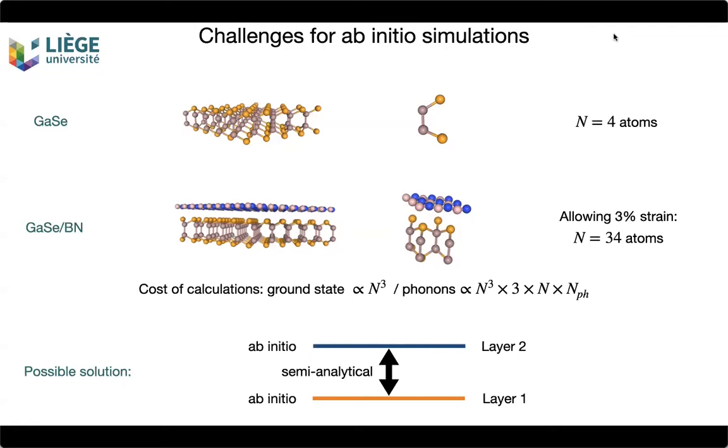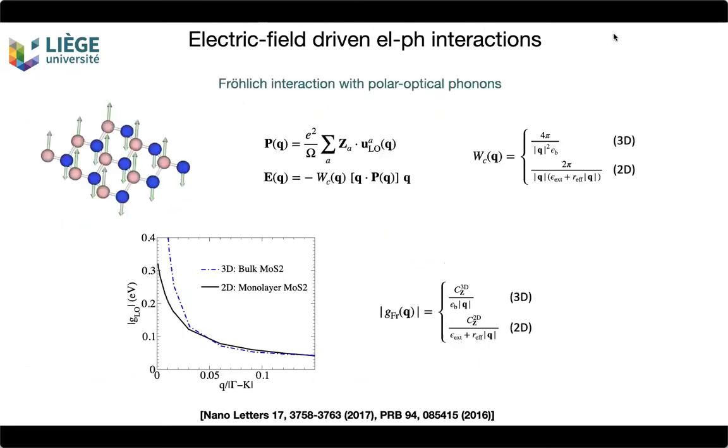That's an issue, and one possible solution to circumvent this issue is to go as far as possible ab initio, but stay at the level of the layers and treat the interlayer interactions with some semi-analytical model. Of course, this kind of model is necessarily going to be focused on some physics, some mechanism, and there's going to be some other mechanism that we're going to have to neglect. But as we'll see today, we can already do a lot of interesting physics with this kind of strategy. In particular, we can study electric field-driven electron-phonon interactions, such as the Frohlich interaction between electrons and polar-optical phonons.